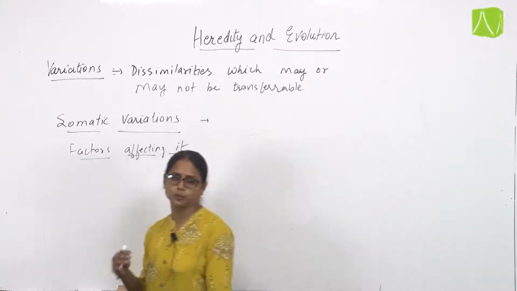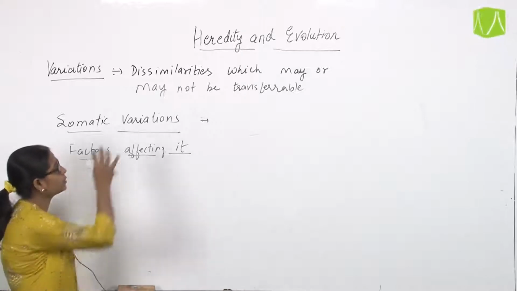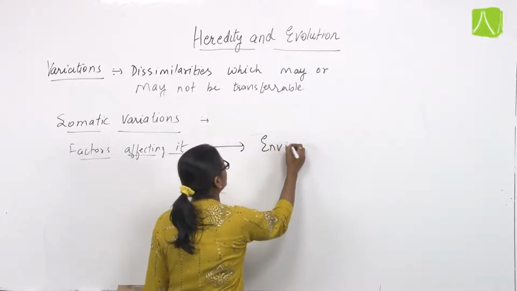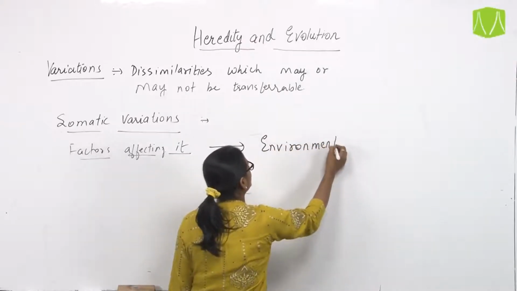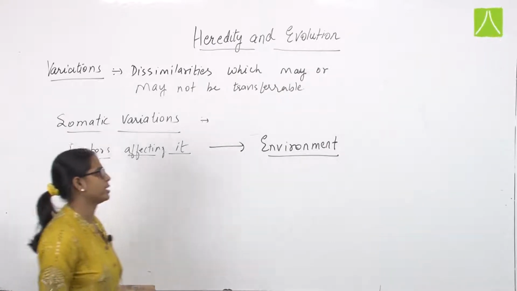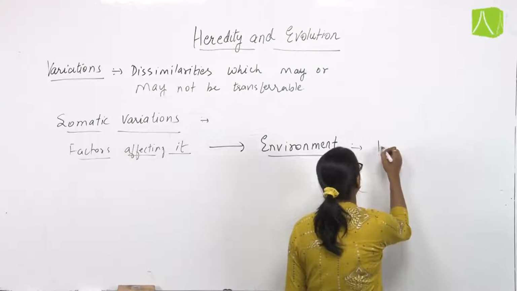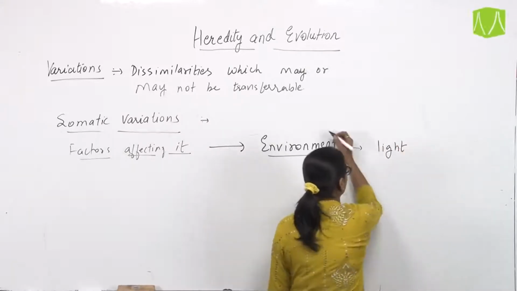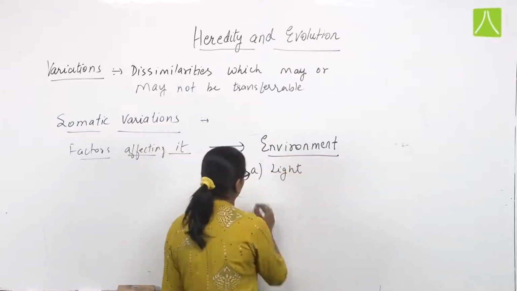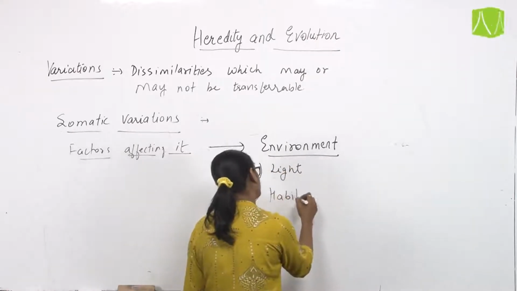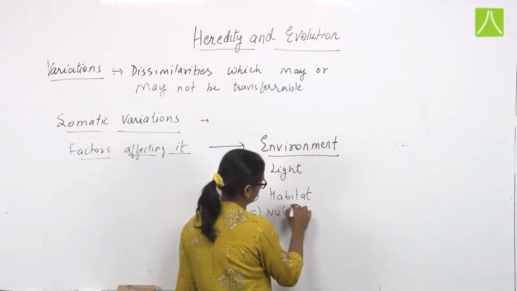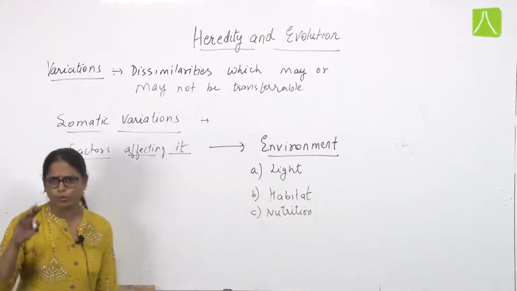So those factors which are responsible for causing those variations in case of somatic variation, it may be the environment, meaning the environmental factor. Now these environmental factors include light. Here, like I am writing, it includes light. It may include the habitat. It may include nutrition. Fine. And there are a lot more other factors.